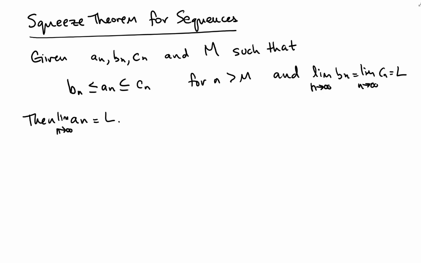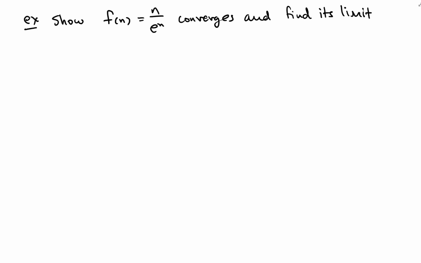Okay, let's see if we can put this together with an example. So let's see if we can show that for f sub n, or f of n is equal to n over e to the n, that this thing converges, and see if we can find its limit as well. So we change this into the function, or think about it as the function, x over e to the x, and then we can try and apply the limit as x goes to infinity of x over e to the x. And unfortunately, this turns into infinity over infinity.